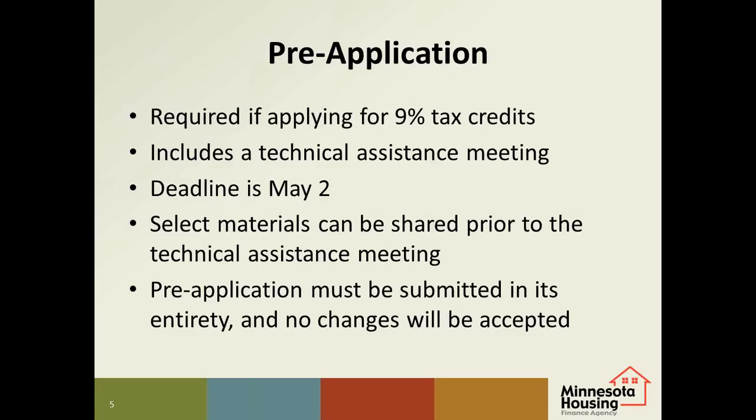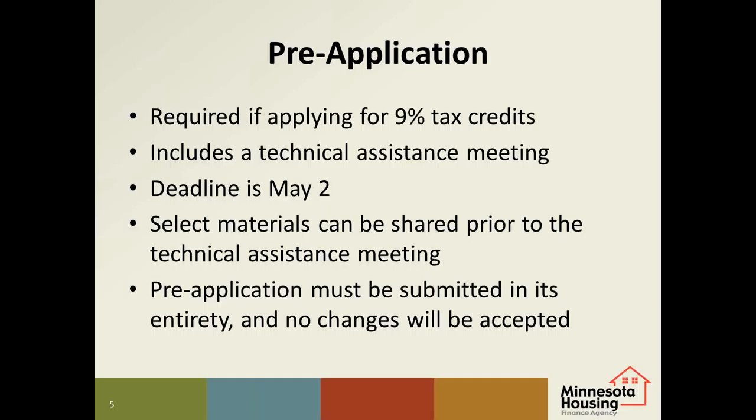This year, the pre-application must be submitted in its entirety. Last year, applicants submitted materials on a rolling basis, which created confusion and additional work. However, applicants are encouraged to share some materials, such as the project workbook or risk of loss spreadsheets, with the assigned underwriter prior to the technical assistance meeting, so that agency staff can provide initial feedback on whether the project meets the criteria for preservation points.